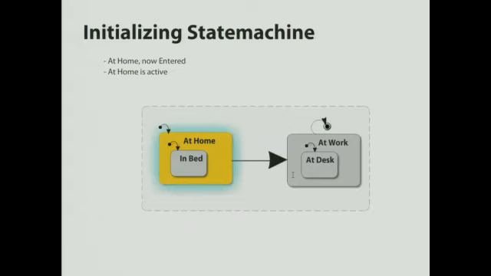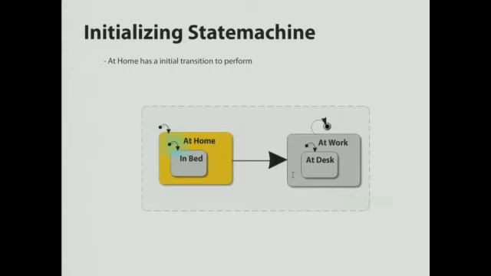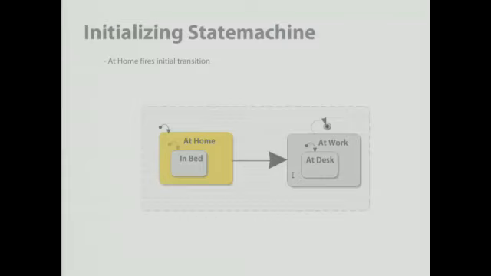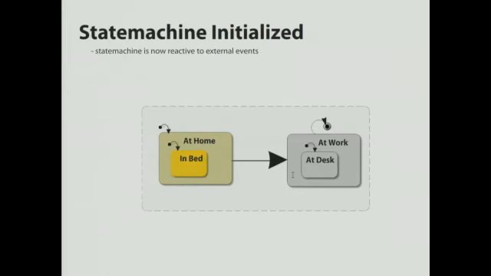At this point, we're at home, but the in-bed state is inactive. We might see there's an initial transition to perform in the at-home state, so we would find that, activate that, and enter the in-bed state. Now the state machine has determined that they're at the top state that it needs to. It opens up the doors for business, and it's responsive to external events.